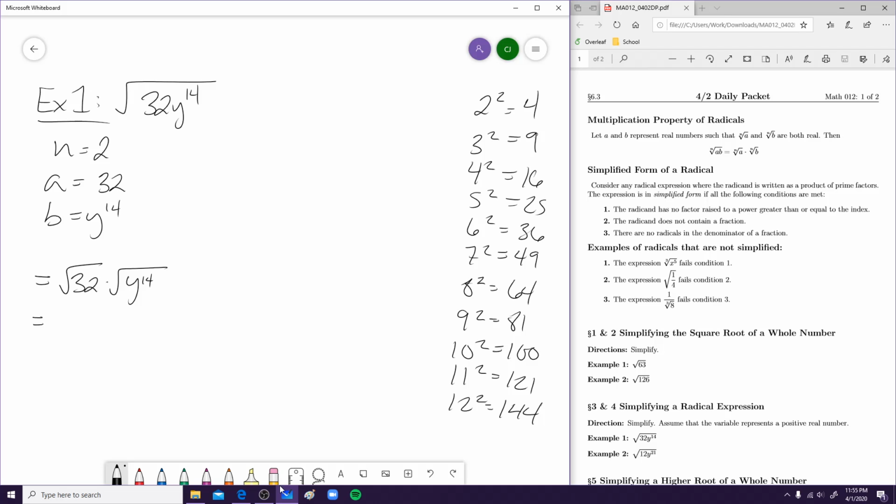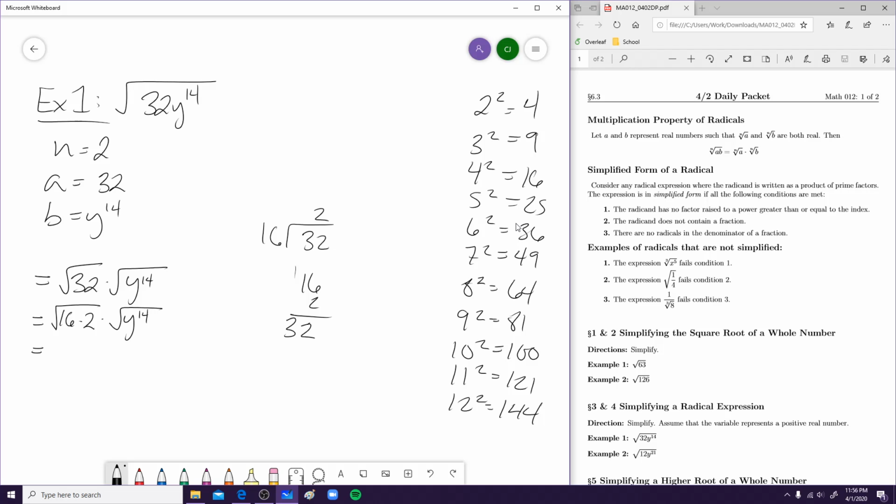So for the square root of 32, I'm going to look for the first smallest number. The first smallest number is 25, but when I divide 32 by 25, I don't get an integer. Since it's not an integer, I'm going to go to the next perfect square, which is 16. When I divide 32 by 16, it's actually 2, because 16 times 2 is 32. So how can I rewrite the square root of 32? I'm going to rewrite it as 16 times 2. I'm just going to bring down y to the 14th, and we're going to look at that when we're done with the first part.